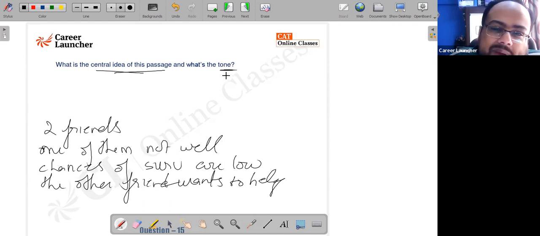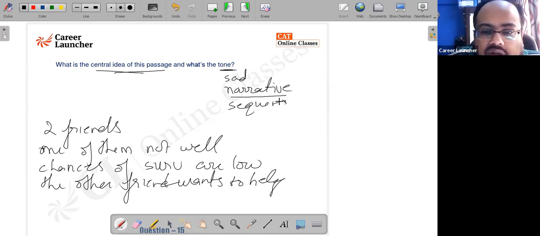What is the tone of the passage? The tone of the passage is slightly sad, right? It's a kind of depressing tone because one person is not well, she's not expected to live, she's trying to give up, etc. But the other person is trying to remain positive. So on the whole, what I would say is that the tone is sad. In fact, there is another answer that would be correct over here, which would be that the tone is narrative. What does narrative mean? Narrative is basically a sequence of events, right? So there's a sequence of events that has been defined over here.